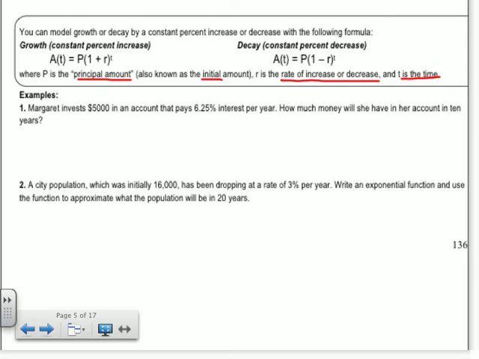All right, so this one says Margaret invests $5,000 in an account that pays 6.25% interest per year. So our principal amount, P, is $5,000. My rate, we write it as we do in math, so 0.0625. And my time is 10 years.